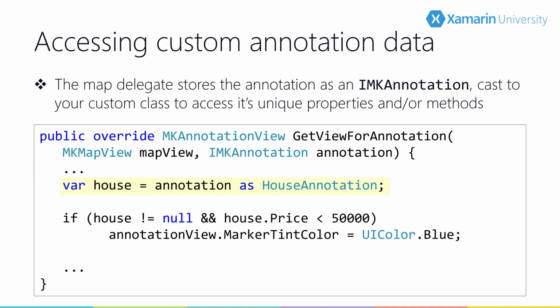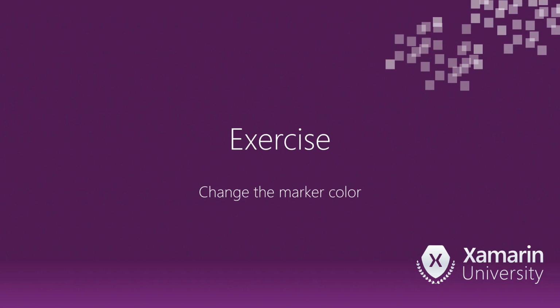We can access our custom data when we're working with annotations in our map view delegate or event properties. For example, in the GetViewForAnnotation method, we receive the annotation as an IMKAnnotation. Here, you'll want to cast it to your specific type, which will then make any public properties or methods available. In this example, we're changing the pin color based on the house price, which is a property on our custom annotation class. You'll get a chance to try this in the next exercise.